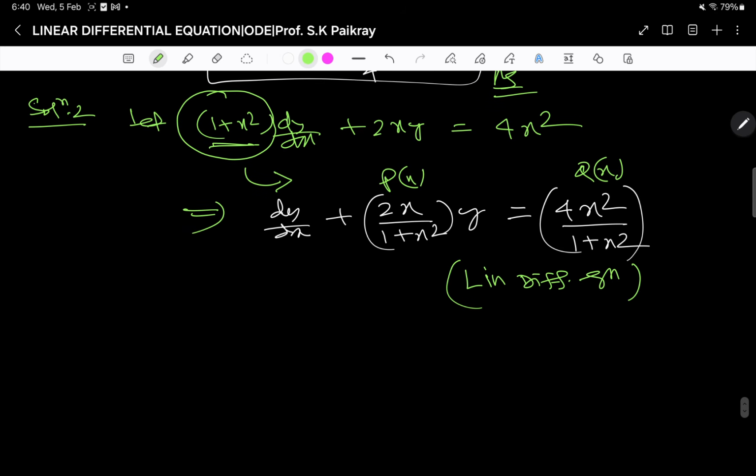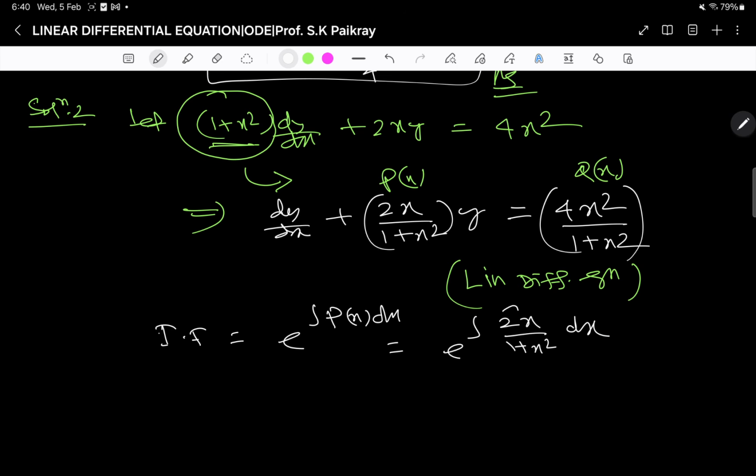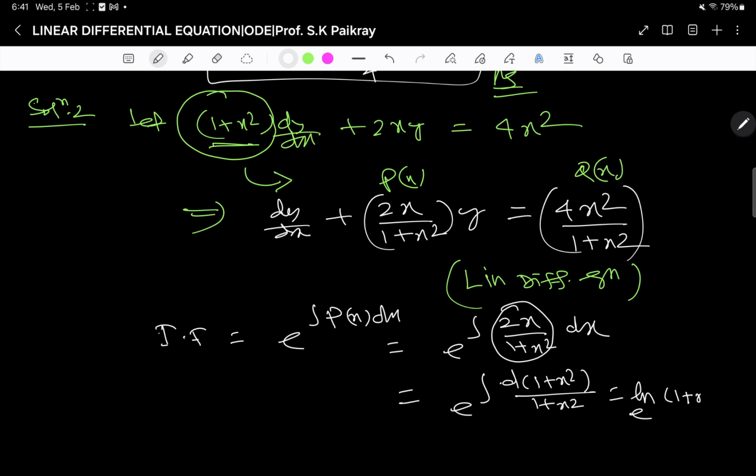So now we find the integrating factor. The integrating factor is e to the power integral p(x) dx, which is equal to e to the power integral 2x by (1 plus x square) dx. You see the derivative of the denominator is in the numerator, so it is e to the power integral d of (1 plus x square) by (1 plus x square), which is e to the power ln(1 plus x square). Since e and ln are inverses of each other, this is 1 plus x square. So the integrating factor is 1 plus x square.